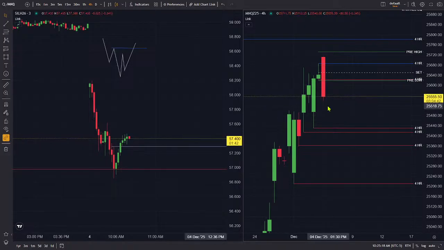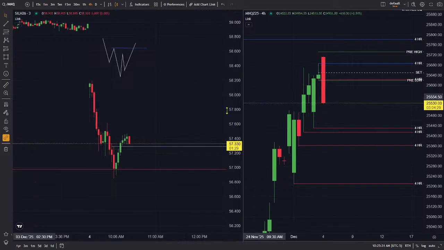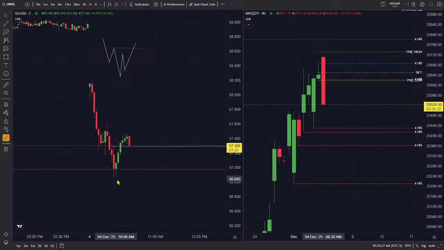But I don't like to get involved in the push down. I want to be in the push back up. Because anything can happen on the way down. Once we find the high, we know we're there. It's going to look like something like this. Or once we find the low, it's going to look something like that. Push down and a violent push back up.